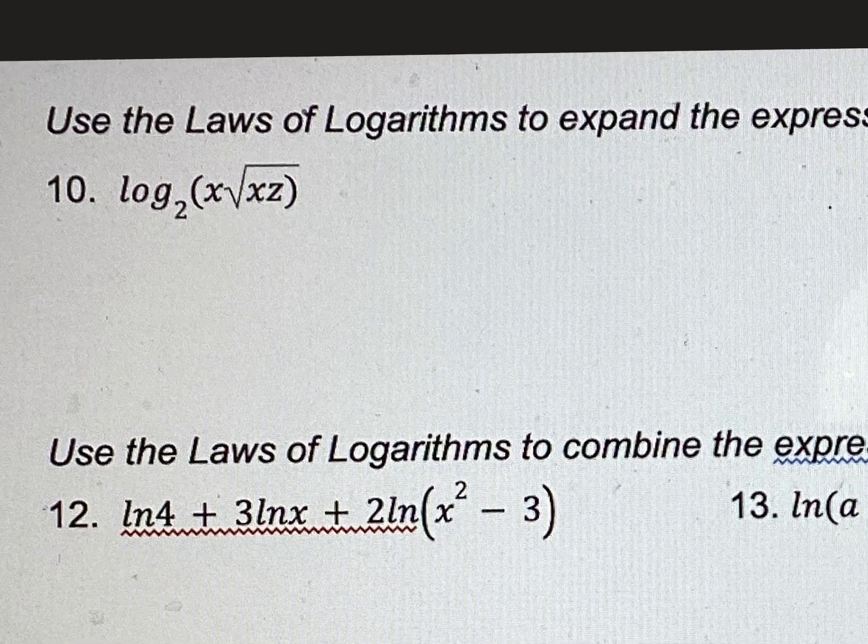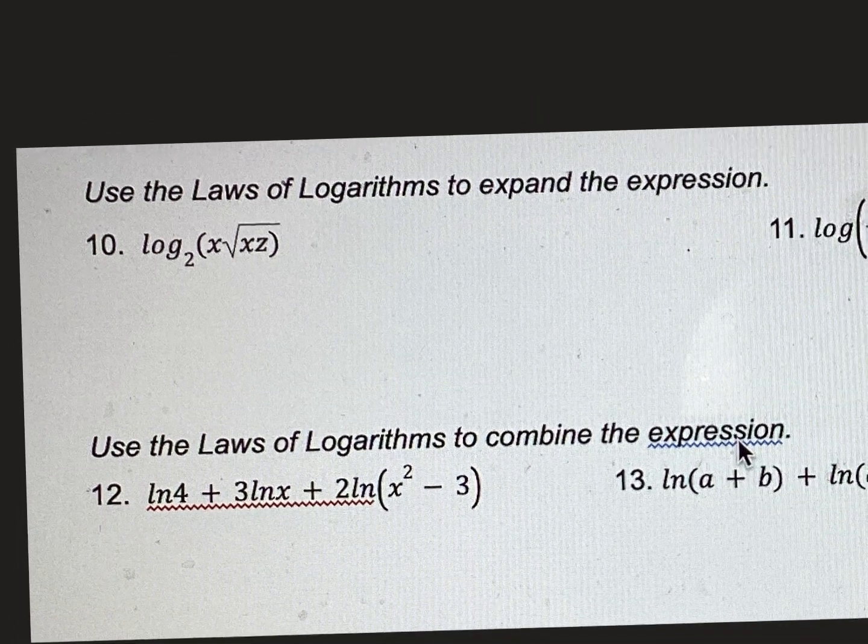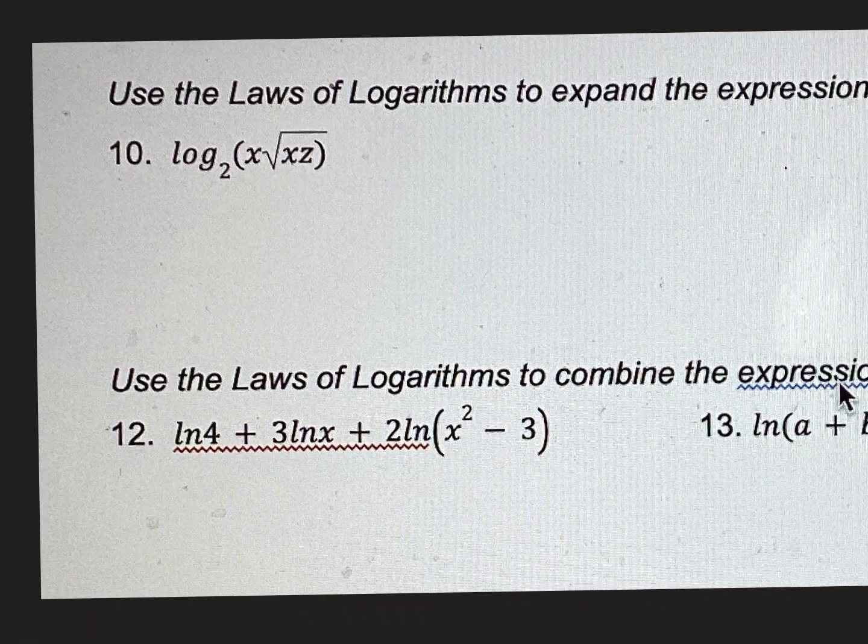These are for me to say. Use the laws of logarithms to expand the expression. Okay, on this one, let's take one at a time. So I'm seeing multiplication. Come on now, I'm seeing multiplication. So I don't know what's happening with my marker here. Sorry about that. Let me fix that a little bit, or a whole lot. Okay, we should be good now.